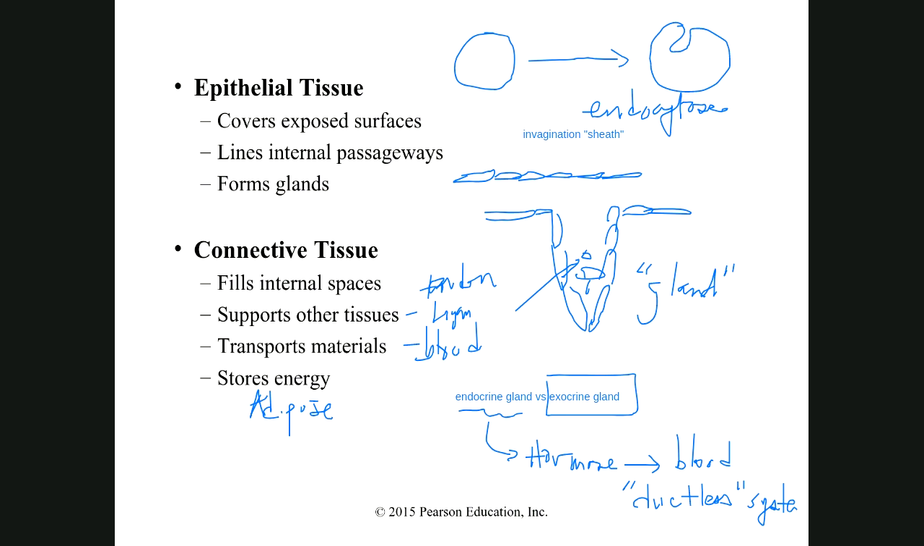Okay, so tendon is usually a connection between muscle and bone, whereas ligament is connection between bone and bone.